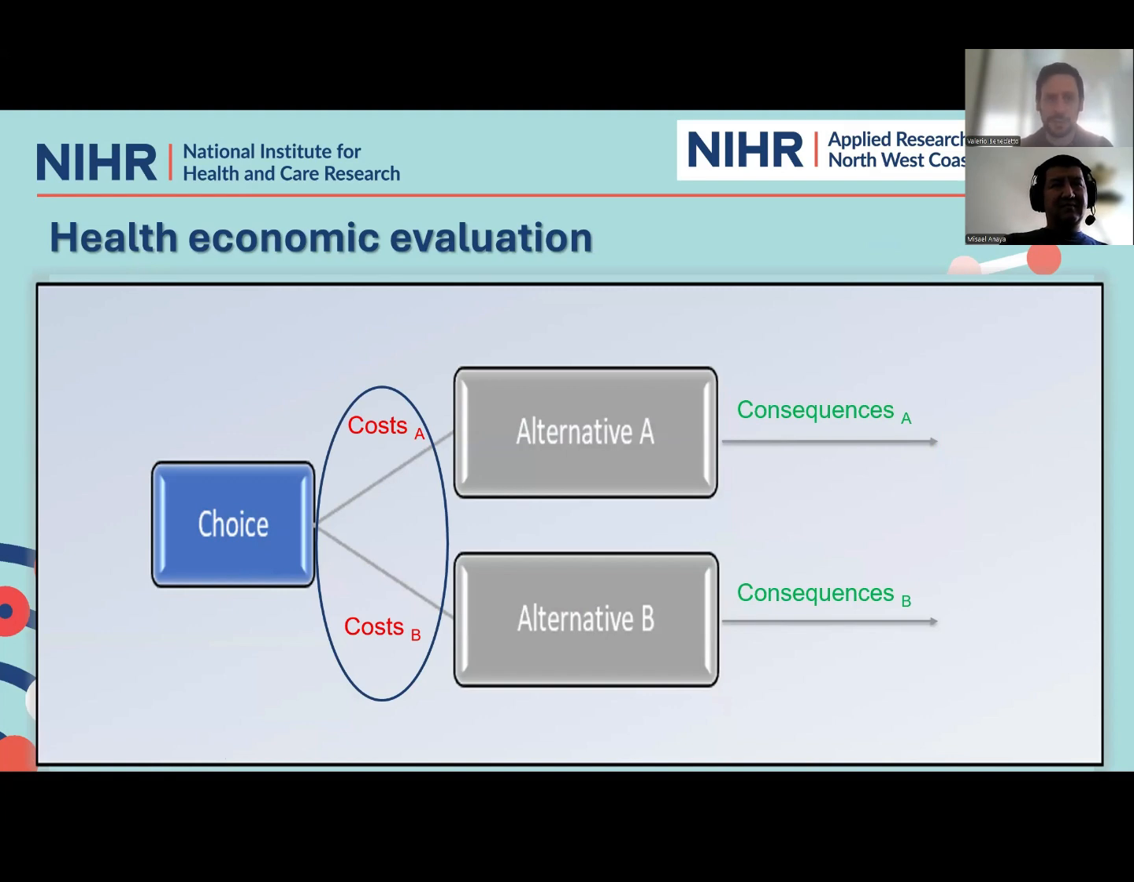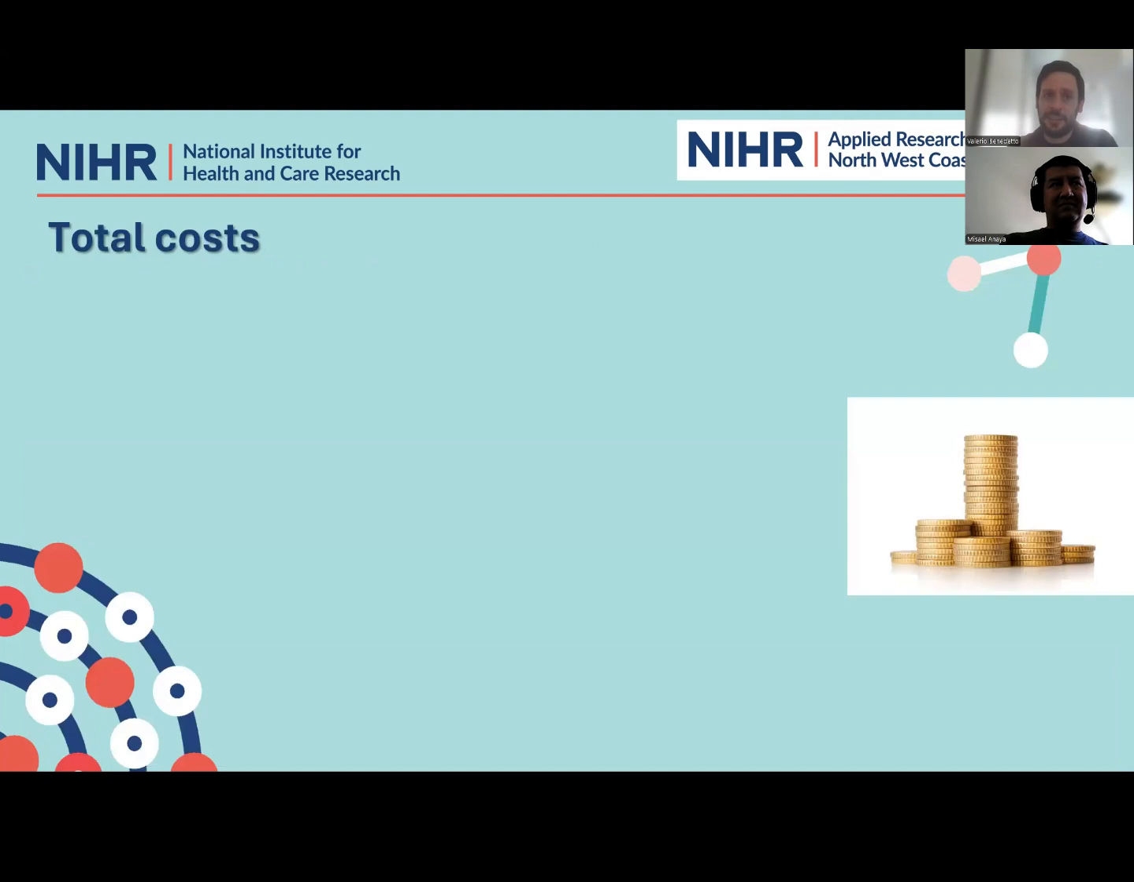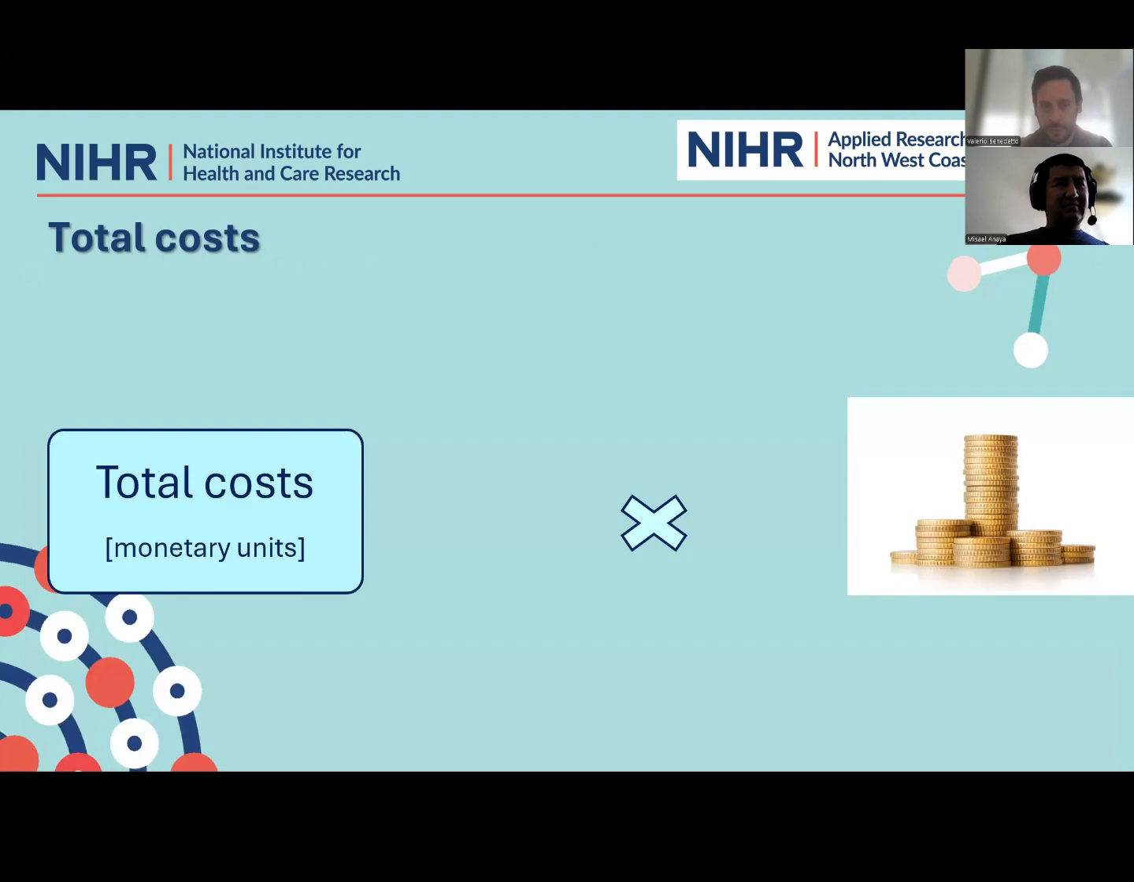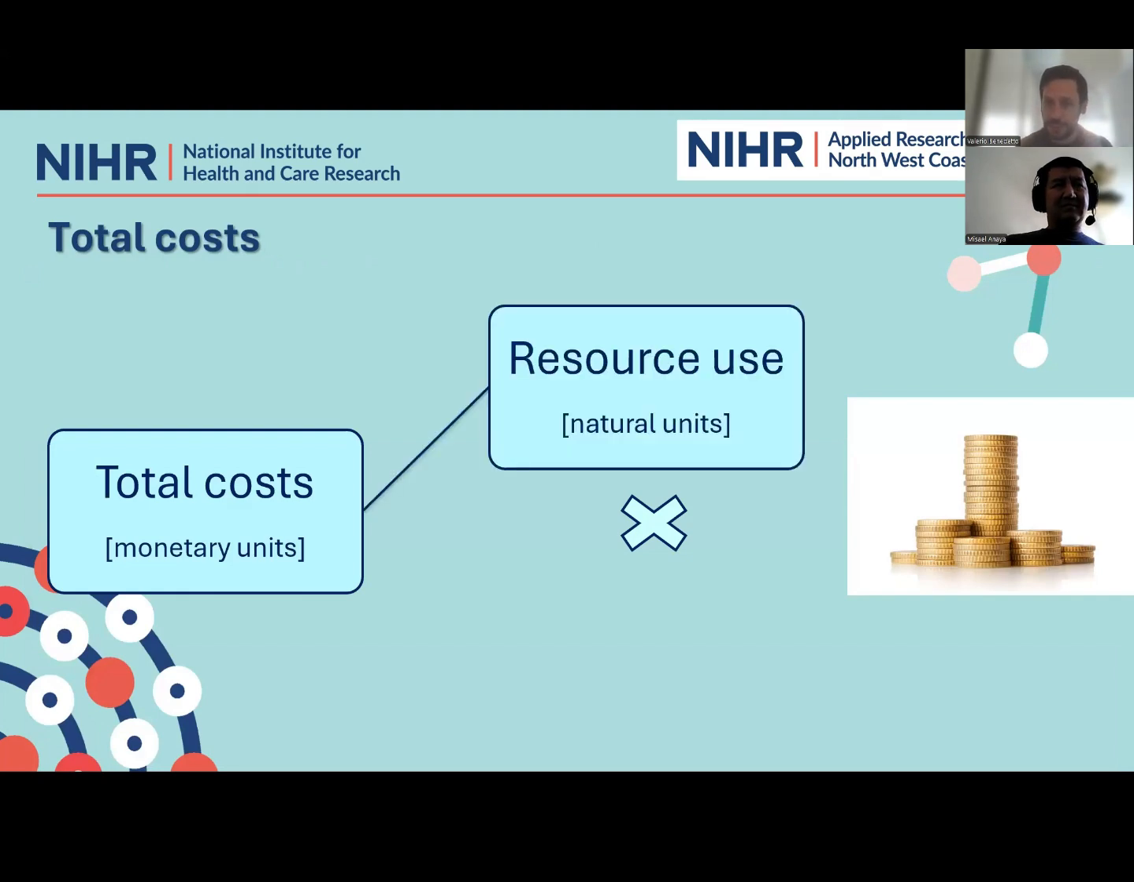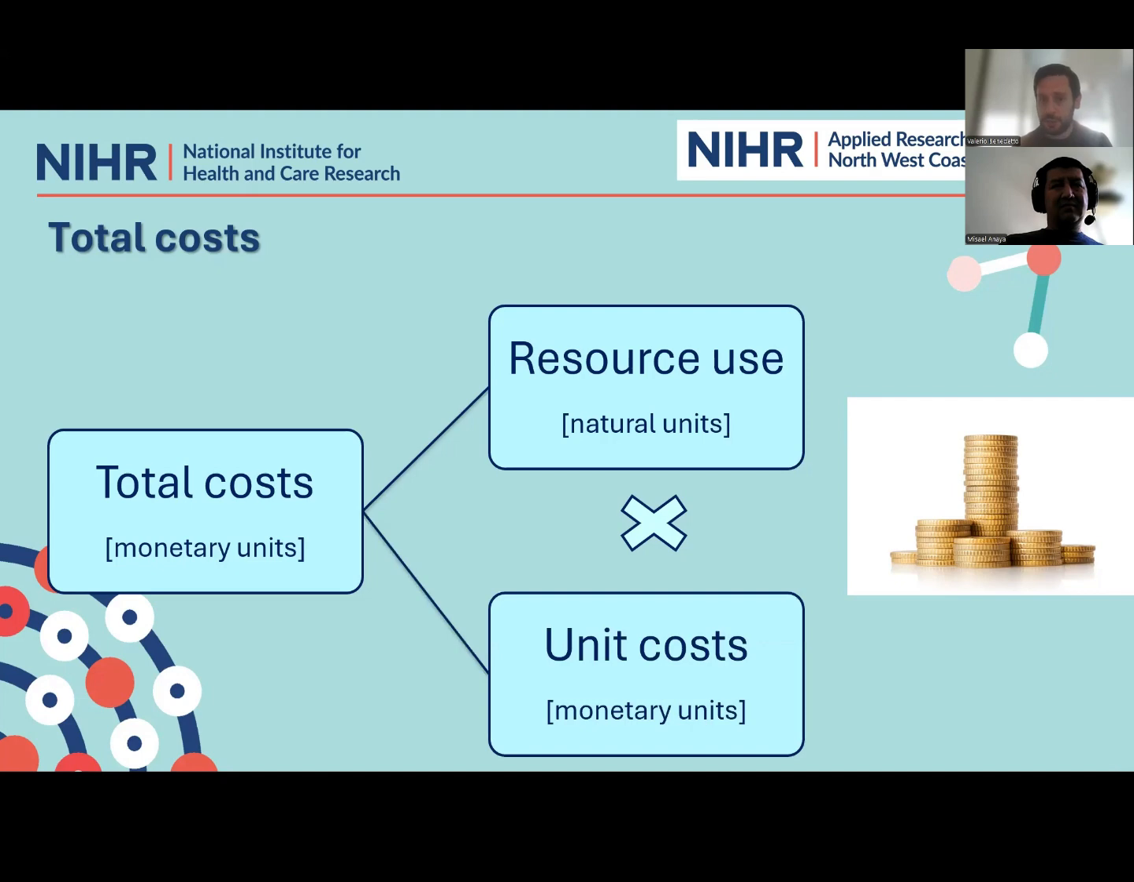Now, when we are talking about costs in health economic evaluations, we typically think about two components. One is the resource use, which is expressed in natural units, and this is very important to remember. So we are not talking about monetary units yet. Resource use will then be multiplied by unit costs, which are expressed in monetary units, to obtain total costs. I'm going to talk a bit more about resource use in the next few seconds, and then Misael will cover unit costs later on.